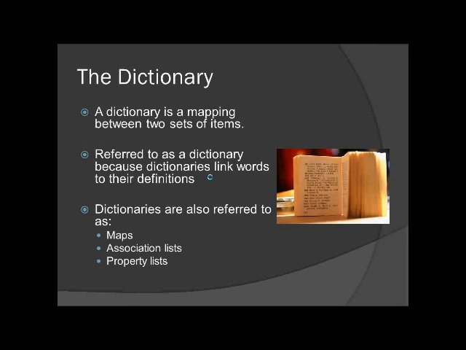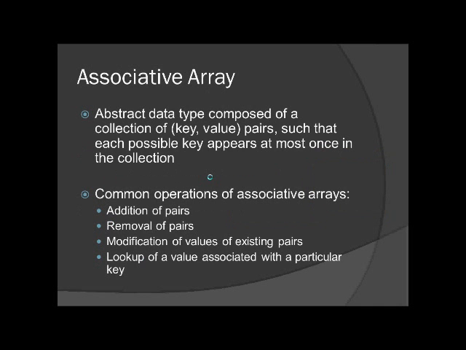A dictionary is a mapping between two sets of items. It's often referred to as a dictionary because dictionaries link words to their definitions. Dictionaries are also referred to as maps, association lists, property lists, among other things.